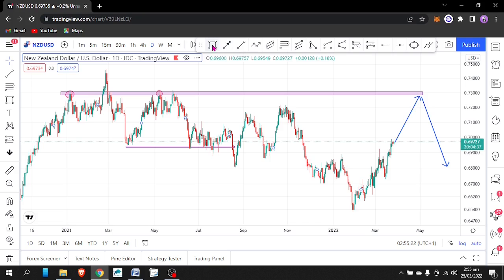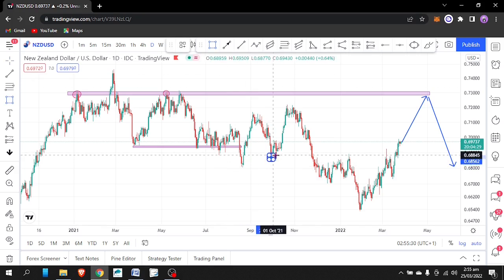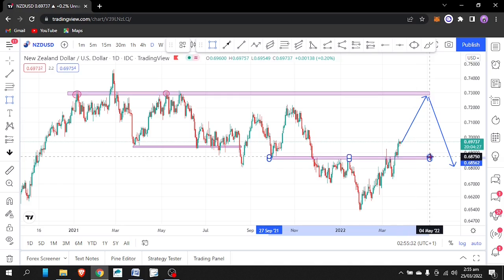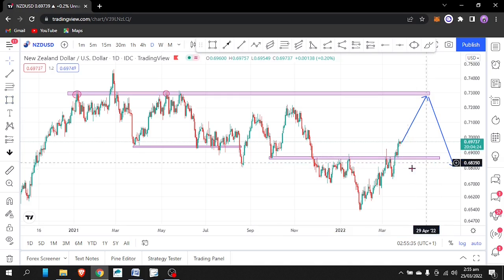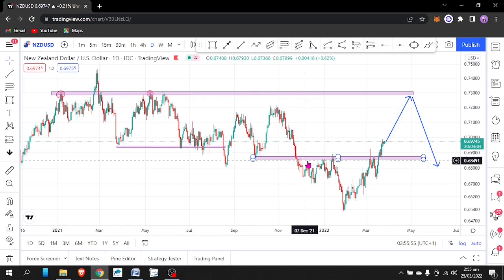Another resistance that we have is this place. Use this rectangle again. If I should draw this, when price dropped to this zone, it pushed back up. Why? Because this is a support level that supported price to push back up, and then price dropped and it broke this support level. Then it went back to the broken support level, which is now our resistance.